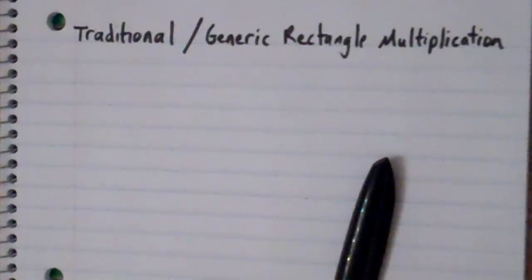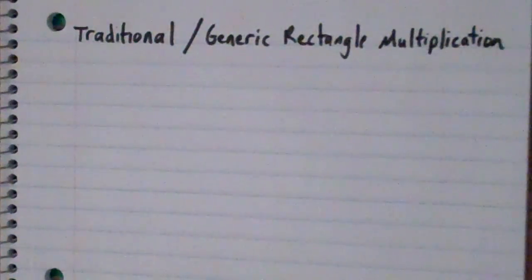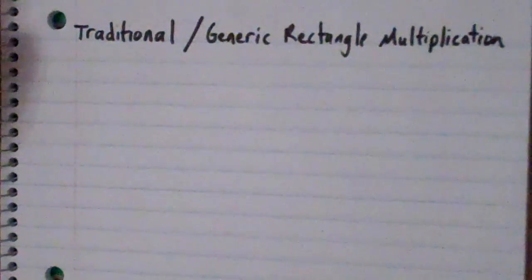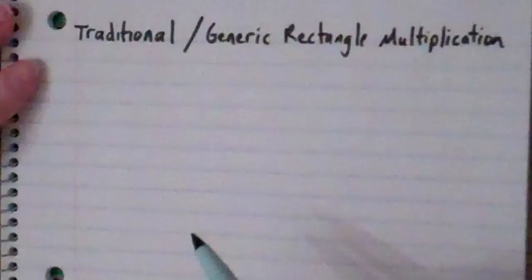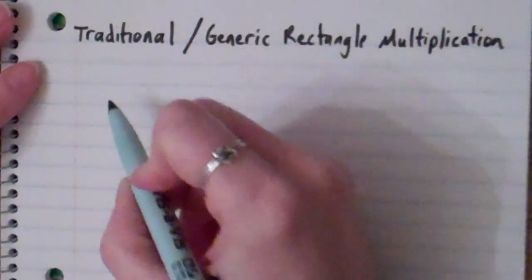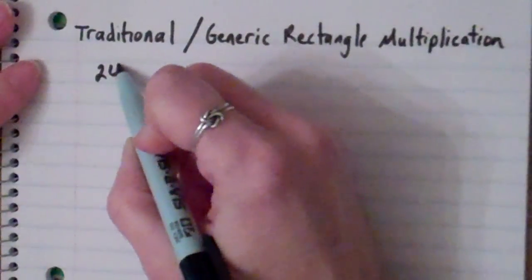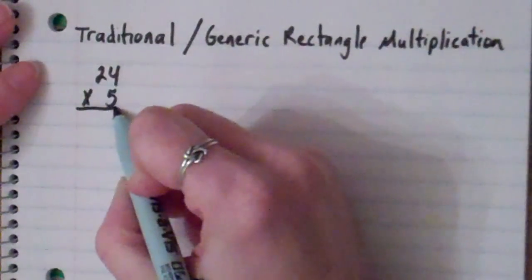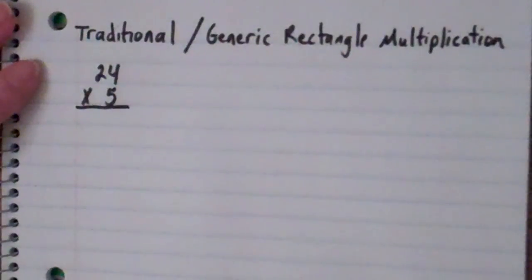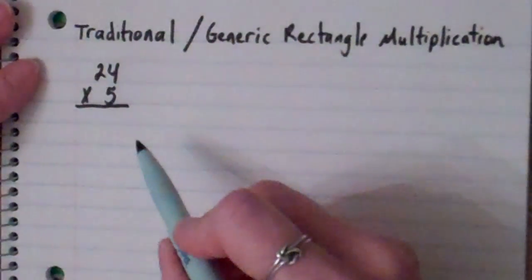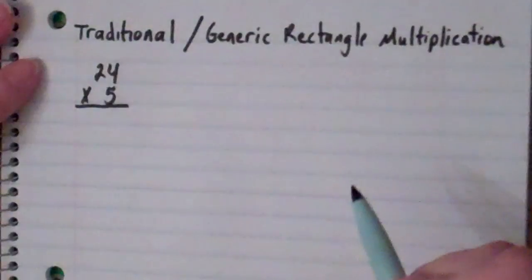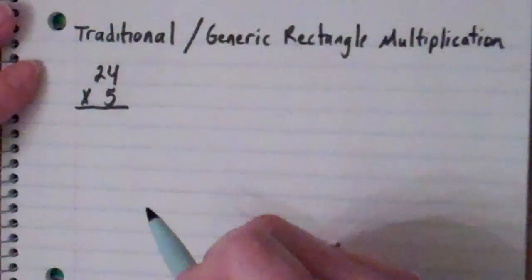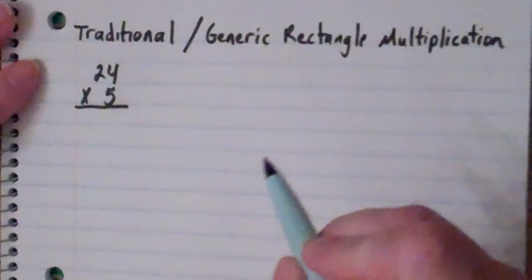We can multiply using the traditional or the generic rectangle method. If we were going to write a multiplication problem the traditional way, let's say it was 24 times 5, this is how we would write it the traditional method way. And if we were going to do the same problem using the generic rectangle method, we would take the first factor, 24, and write it out in expanded form.